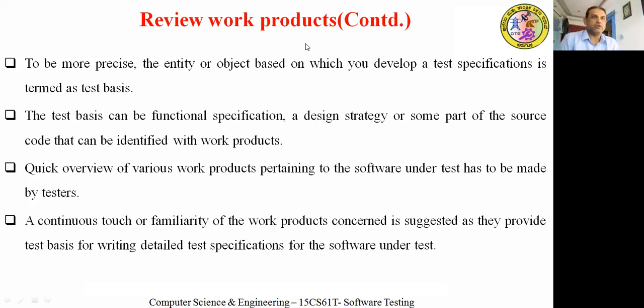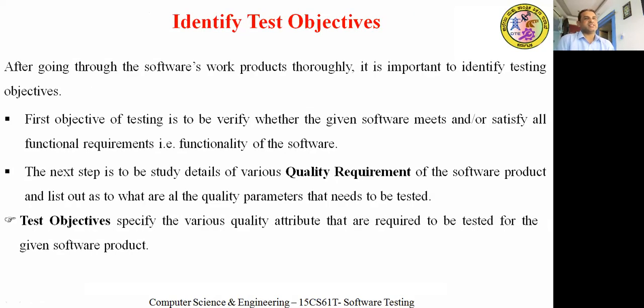Yes, that is what you call reviewing work products. Fine. That is the first step, reviewing work products. Next is to identify test objectives. So the second step in dynamic testing is to identify the test objectives.